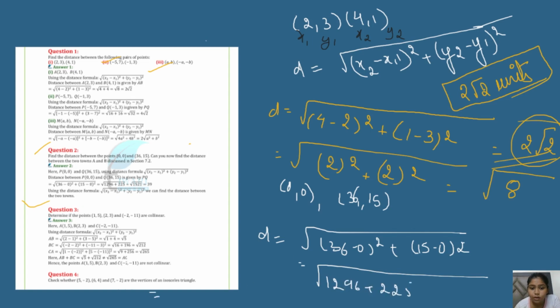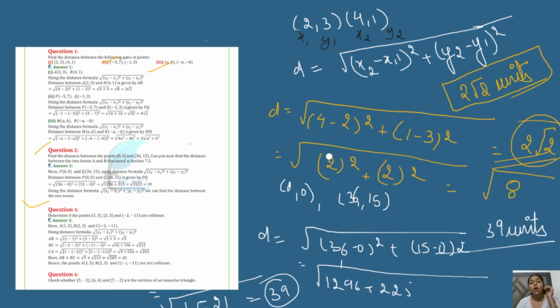So you will be getting the root over 1521, which will be your desired root, and you will get 39 as the square root. Okay, so the distance between them is 39 units. Never forget to write the unit after you find out the distance, right? Now determine if these points are collinear.